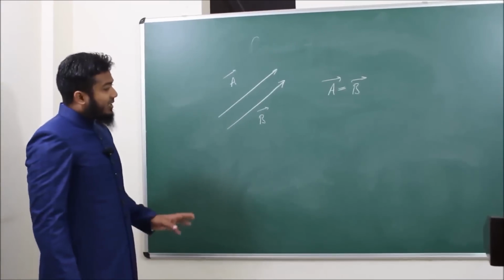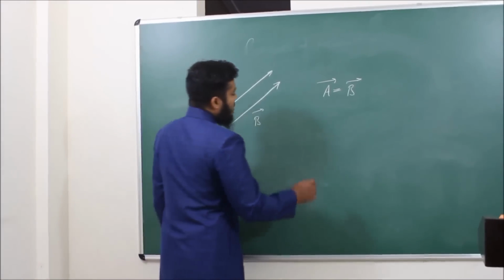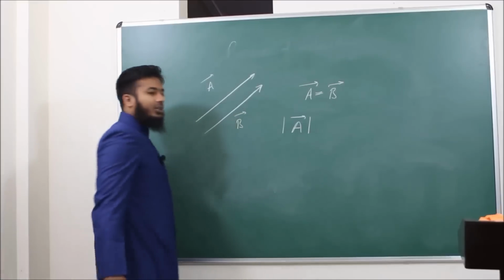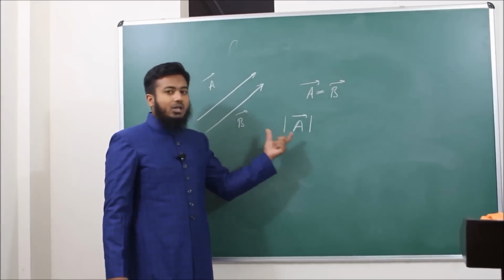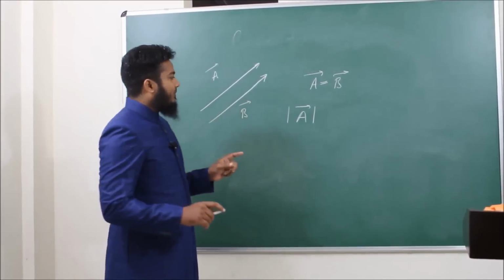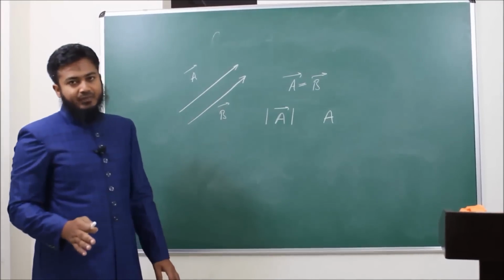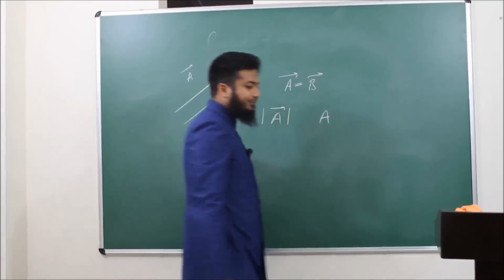And if I just want to write the magnitude, अगर सिर्फ उसका magnitude लिखना है, so उसके लिए हम दो vertical lines में vector को लिखते हैं. This is called modulus or magnitude, or simply we call it mod. So mod A is only the length, that is the magnitude. And casually we can write sometimes letter A without the arrowhead. If there is no arrow, that means it is the magnitude of the vector.